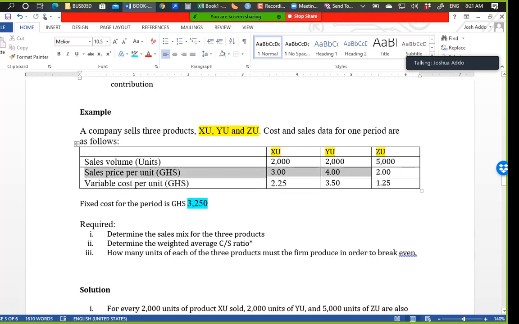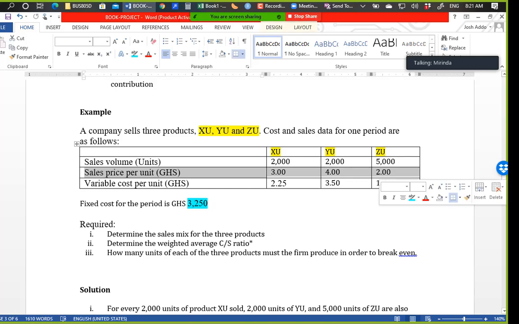Yes, sir. So if it's 2 cedis, then I stand to be corrected because I didn't get the right figure. Oh, okay. So you used the wrong variable cost figure. The variable cost per unit, we had 2.25, 3.50, and then 1.2. When we do the subtraction, we are supposed to get 0.8 for the contribution. Okay, let's go back to the drawing, the worksheet.